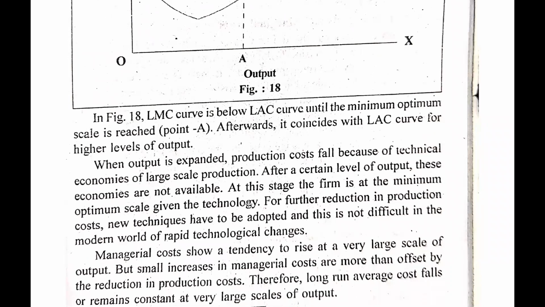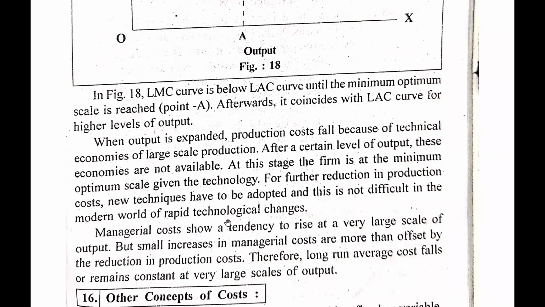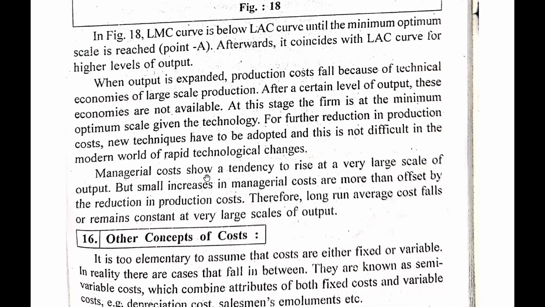So when output is expanded, production cost falls because of technical economies of large scale production. After a certain level of output, these economies are not available. At this stage, the firm is at the minimum optimum scale given the technology. For further reduction in the production cost, new techniques have to be adopted, and this is not difficult in the modern world of rapid technology change. So guys, marginal costs show a tendency to rise at a very large scale of output, but small increases in the managerial cost are more than offset by the reduction in the production cost. Therefore, long run average cost falls or remains constant at very large scales of output.